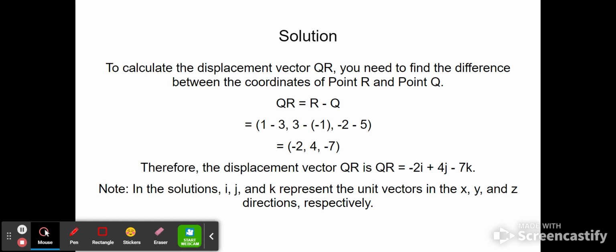In this case, the x component is 1 minus 3, which is equal to negative 2. The y component is 3 minus negative 1, which is equal to 4. And the z component is negative 2 minus 5, which is equal to negative 7. Therefore, the displacement vector QR is equal to negative 2i plus 4j minus 7k.